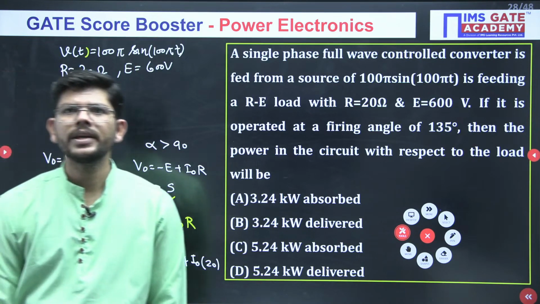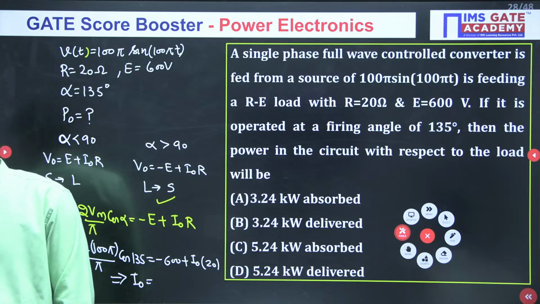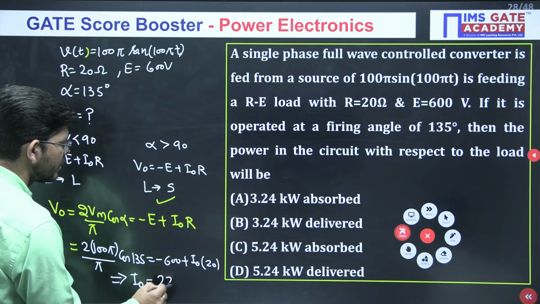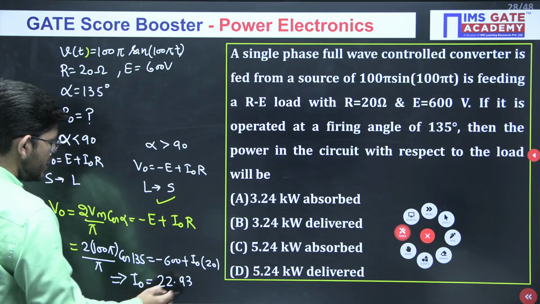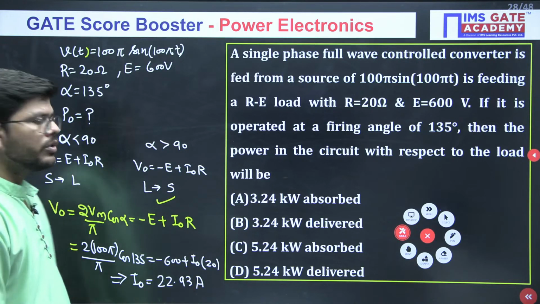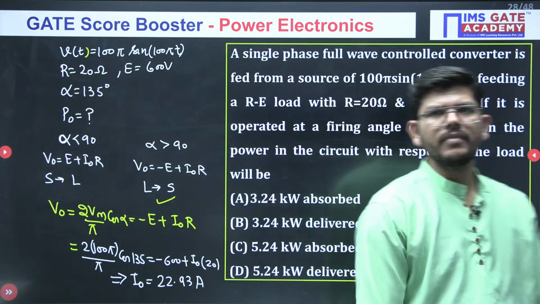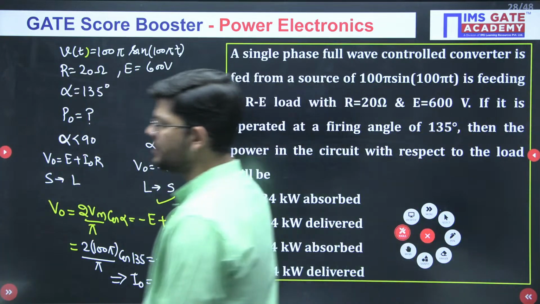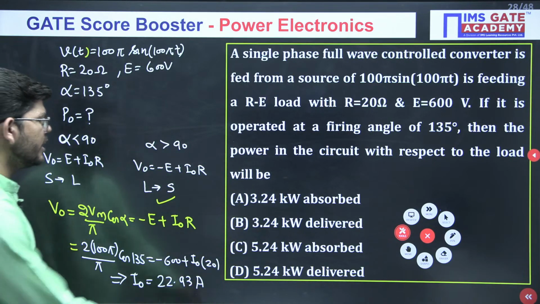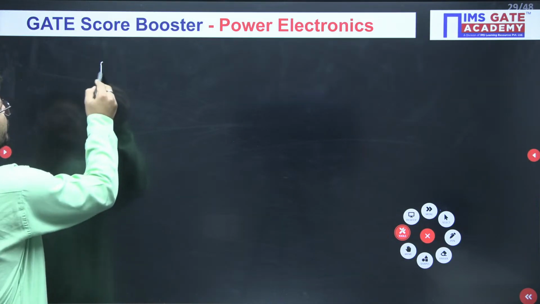And what will be I0? E is greater than Vm, that is also true. So I0 will be 22.93. So you will get the I0 value. Now what will be the power? Rn is saying E is greater than Vm, so it will feed power towards the source side. Yes Rn, that is also correct. So you got the value of V0. Now what will be the power?